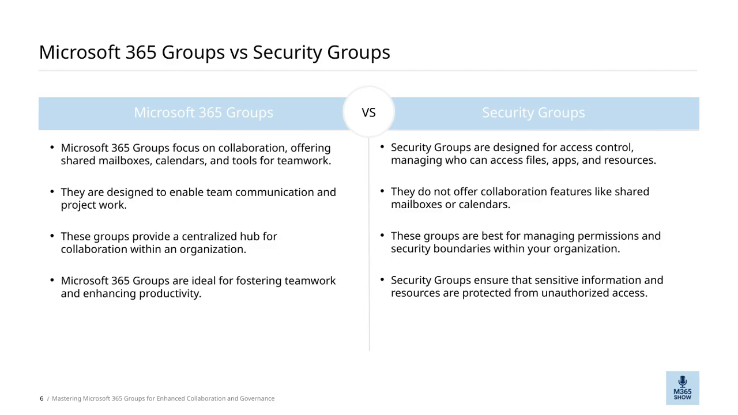Think of them as the gatekeepers, ensuring the right people have the right permissions. However, they don't provide collaboration features like shared mailboxes or calendars, which are essential for teamwork. Security groups are best suited for managing permissions and security boundaries, keeping sensitive information protected from unauthorized access.